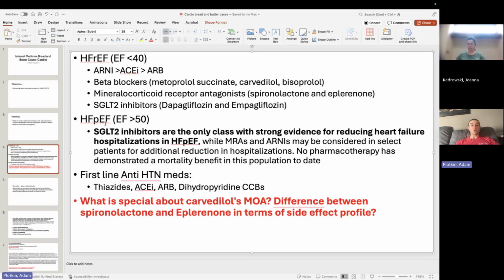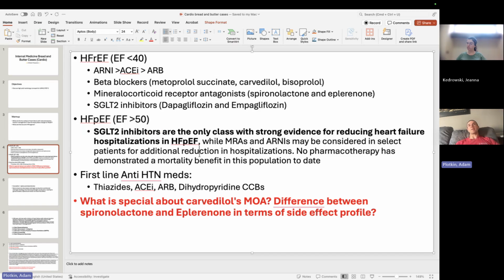For HFpEF, really just SGLT2 inhibitors are the mainstay. MRAs and ARNIs can be considered, but SGLT2 inhibitors are going to be go, go, go. These have proven effective even in patients without diabetes. There's really no pharmacotherapy in HFpEF that's demonstrated a mortality benefit, but your SGLT2 inhibitors have the strongest evidence for reducing hospitalizations.